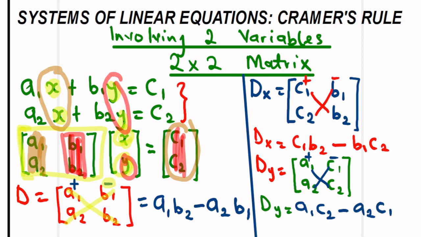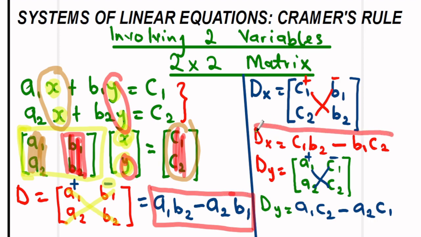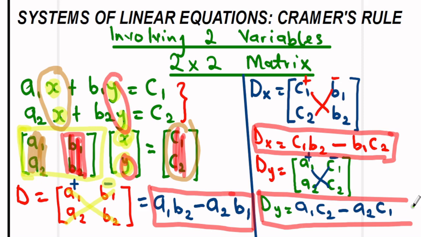I want us to take note of what we've gotten now. We've gotten D as this, which is the normal determinant of the equation without switching the coefficients. Then we've got our determinant of x as this, and our determinant of y as this. What we are trying to do in essence is that with the determinant of x and the normal determinant, we can get the value of x. And with the determinant of y and the normal determinant, we can get the value of y.